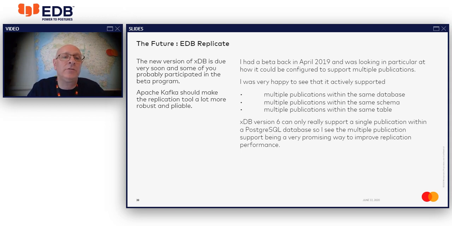And all I was going to finish off by saying was just a very brief comment on EDB Replicate, which is the new version based on Apache Kafka. Now, I had a beta of that back in April 2019, and I was particularly interested in whether it could be configured to support multiple publications, because one of XDB version 6's problems is it only really supports a single publication within a Postgres database. And I see multiple publication support being a very promising way to improve replication performance. And that's what I saw.